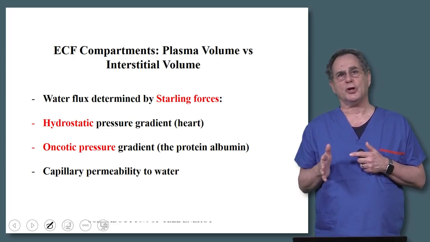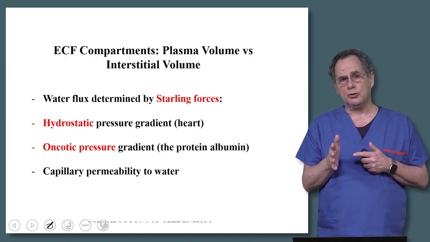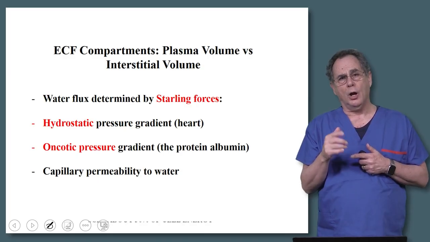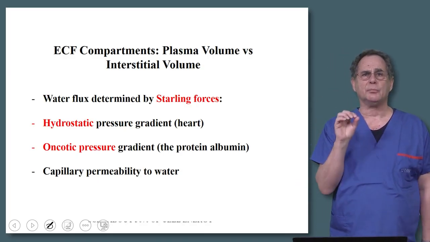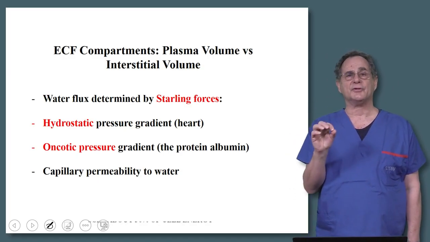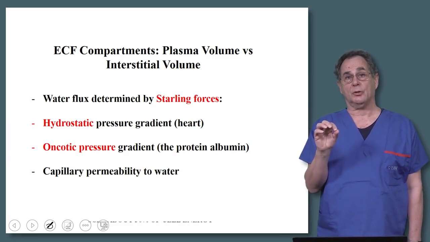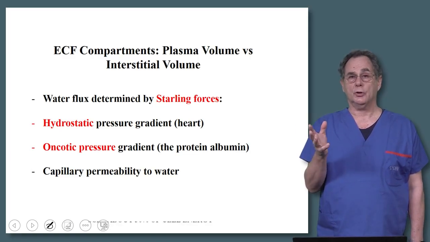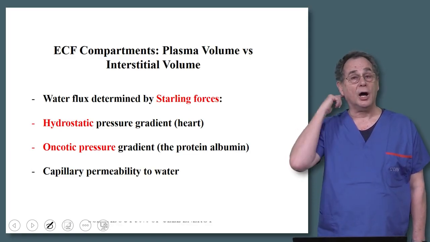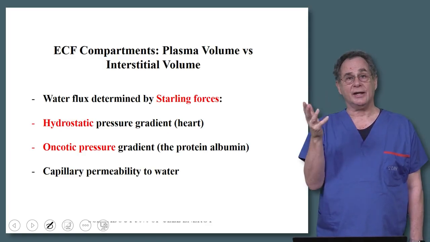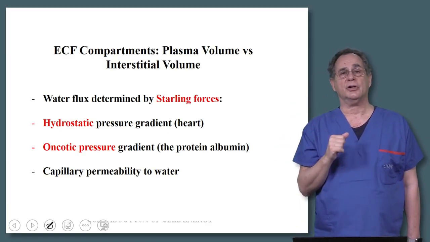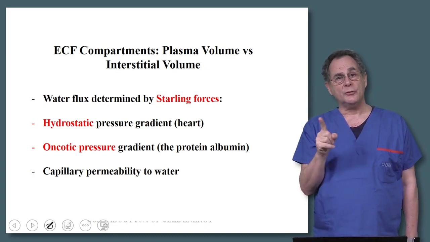Now, Starling was a physiologist. And what he determined was that water moves from one of these compartments to the other on the basis of the hydrostatic pressure gradient within the vascular compartment or the plasma compartment. And that hydrostatic pressure is generated by the heart. So that's how we have a blood pressure. We have a hydrostatic pressure gradient that favors pushing water from the plasma compartment into the interstitium. And there's also another important point, which is the oncotic pressure.